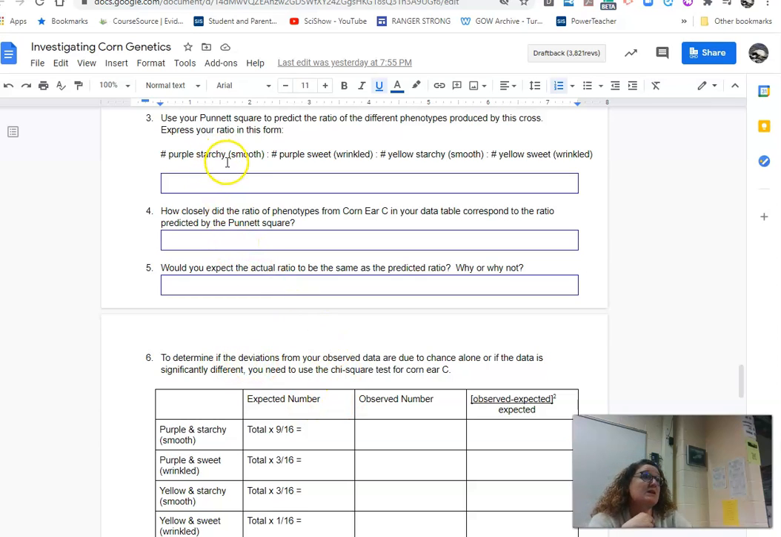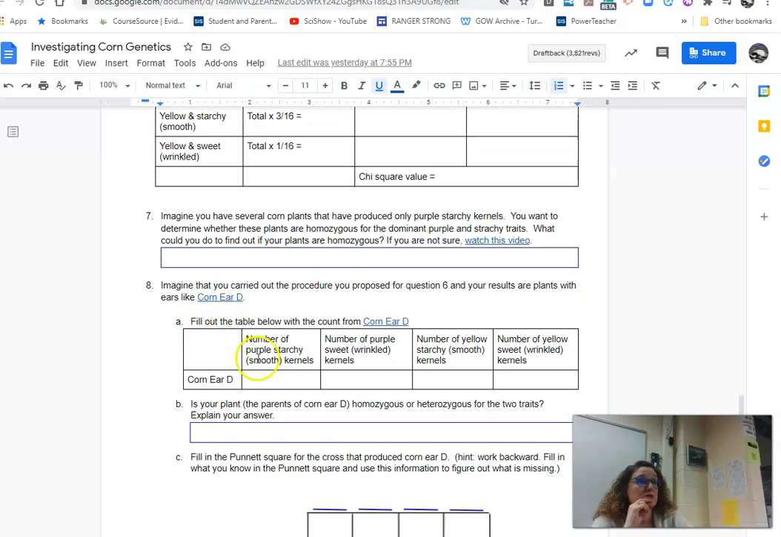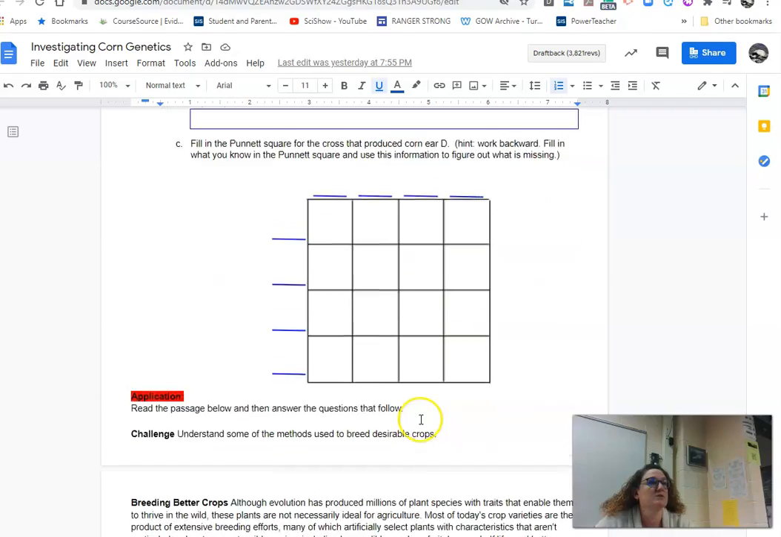Predicted ratio is going to be 9:3:3:1. That's going to come from your Punnett square, so you can see that here. And that's where you're seeing these to get your observed number from what you counted, and then observed minus expected. Okay? So that then walks you through. Then you're going to do the same thing with ear D. You guys can work together on this. So if you get hooked up with a partner and one of you does C and one of you does D, by all means share your numbers. Okay? There's no reason for you to count both C and D.